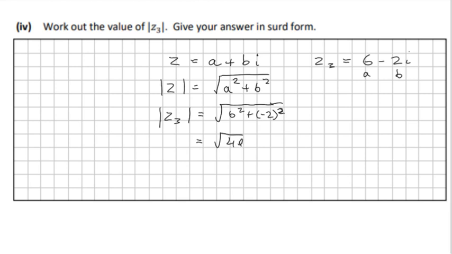Look up now and we can see that it's in surd form, so that would be something like a root b. So press the change button in your calculator and we will get 2 root 10, which is the square root of 4 is 2 and the square root of 10.